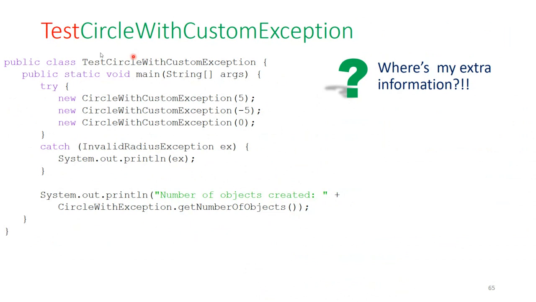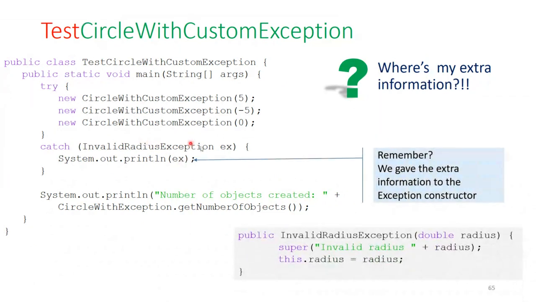So here's my main method. And I'm doing the same thing here. When I intercept an exception, do you remember that we put an attribute right in our custom exception class? So now that I have a reference ex, it's going to call the toString on ex, for example, and it's going to display the error message.